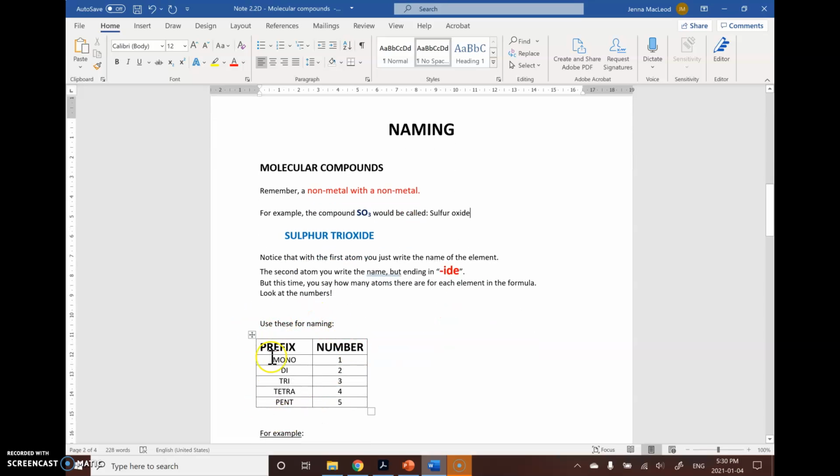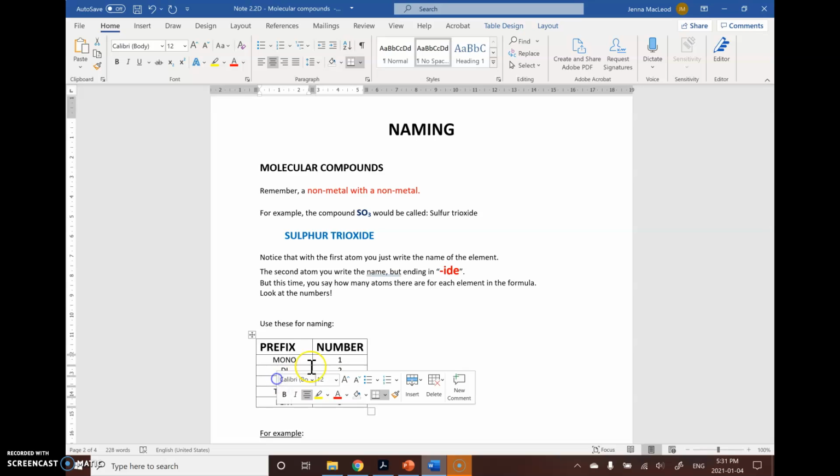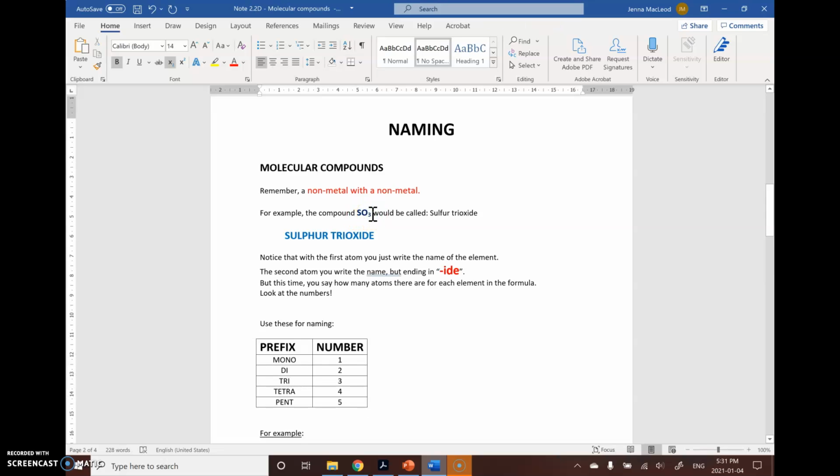Here are the prefixes for naming. We have mono, which means one, so that's one of those atoms. Di is 2, tri is 3, tetra is 4, and pent is 5. When I look here, I see that there's a little 3 attached to this oxygen, so I'm going to put a prefix here of tri. Tri means 3, so I need to attach it to the oxygen because it has the number attached to it. And we only do this when it is molecular, when we bond two nonmetals.